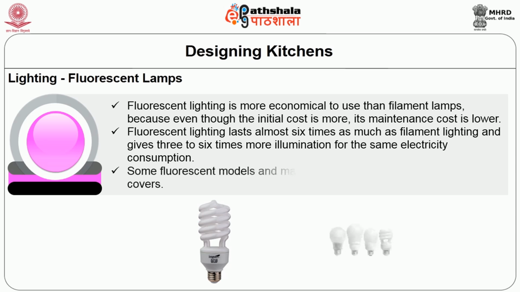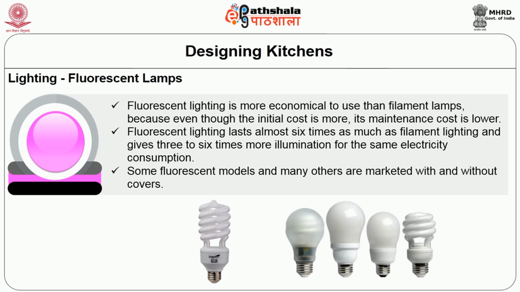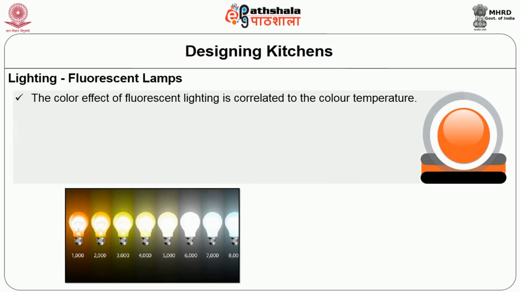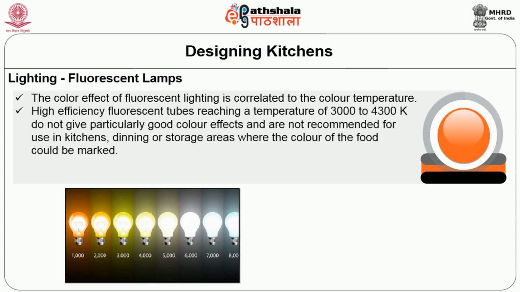The color effect of the fluorescent lighting is correlated to the color temperature. High efficiency fluorescent tubes reaching a temperature of 3000 to 4000 kilojoules do not give particularly good color effects and are not recommended for use in kitchens, dining and storage areas where the color of the food could be marked. Those tubes with lower light output are better for color rendering properties and therefore more suitable in the production areas.